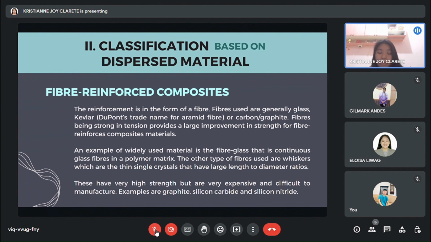Fibers being strong in tension provide a large improvement in strength for fiber reinforced composite materials. An example of a widely used material is fiberglass, that is, continuous glass fibers in a polymer matrix. The other type of fibers used are whiskers, which are thin, single crystals that have large length to diameter ratios. These have very high strength but are very expensive and difficult to manufacture. Examples of these are graphite, silicon carbide, and silicon nitride.